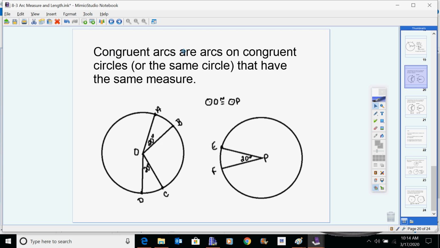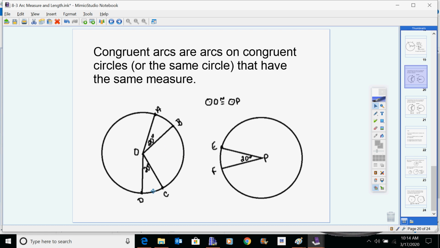We need to talk about the idea of congruence in arcs. With other things like segments and angles, it was enough to say they were congruent as long as their measures were the same. In this case, congruent arcs have to be exactly the same. So they have to have the same measure as well as the same length. And the only time that happens is if you have the same circle or congruent circles.